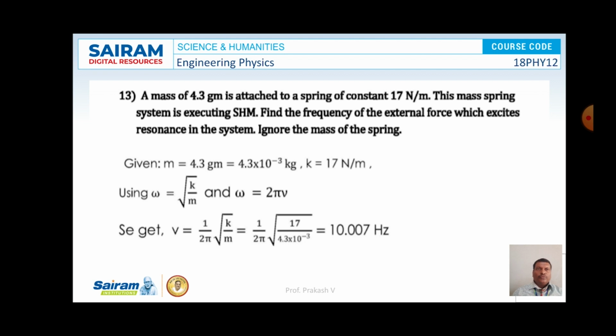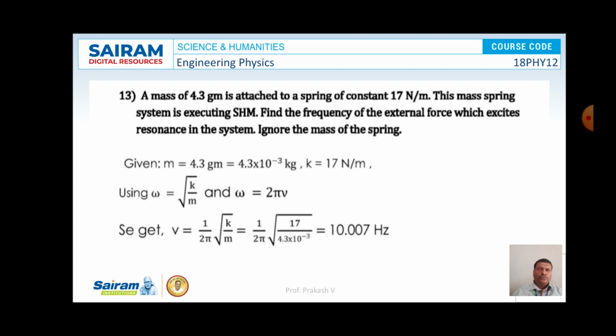A mass of 4.3 gram is attached to a spring of constant 17 Newton per meter. This mass spring system is executing simple harmonic motion. Find the frequency of the external force which excites resonance in the system. Ignore the mass of the spring.